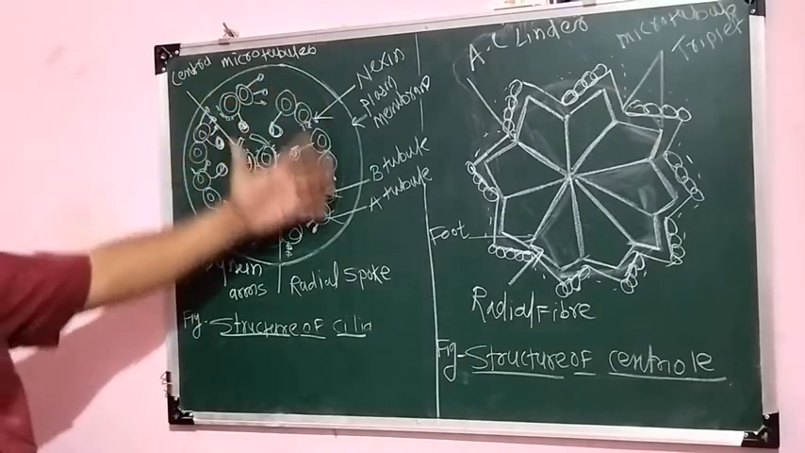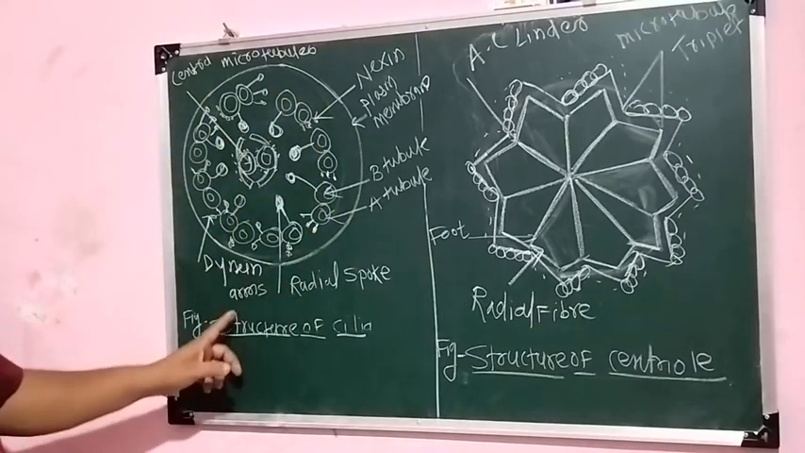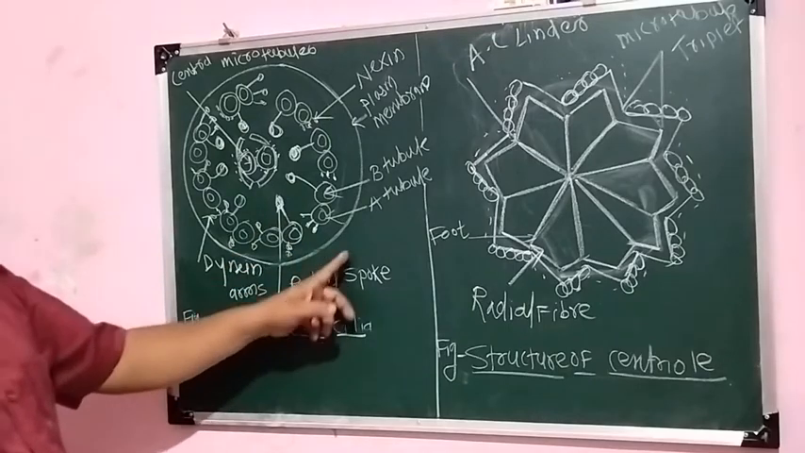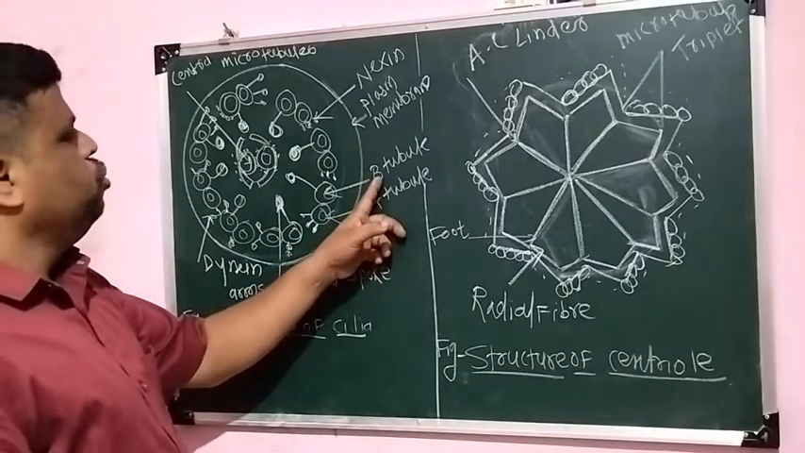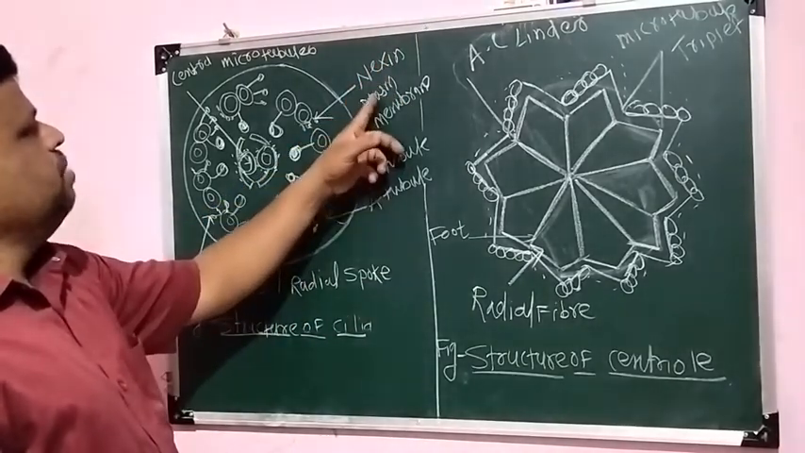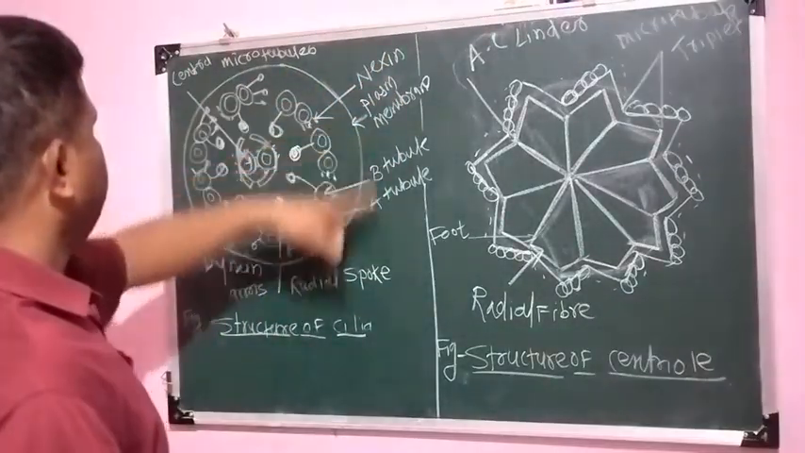This shows various parts like the dynein, the dynein arms, then the radial spokes. This shows a radial spoke like structure, then the B tubules, then the A tubule, then the neck scene, then the plasma membrane. This is called the plasma membrane.